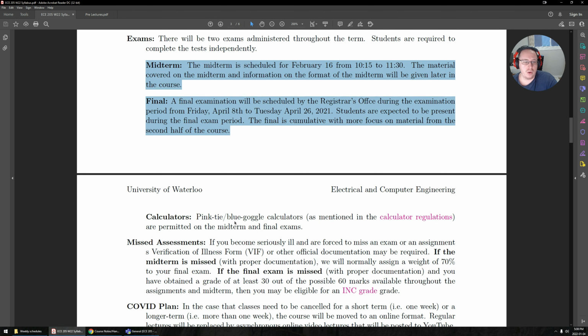Okay, so calculators. You can have a Pink Tie or Blue Goggle calculator, as in the calculator regulations page. They are permitted on the midterm and the final, but you will not need a calculator for either. It's just there if you want some basic addition type things.